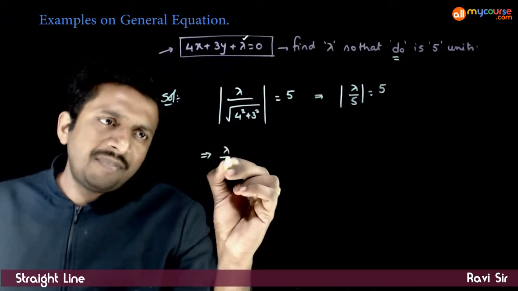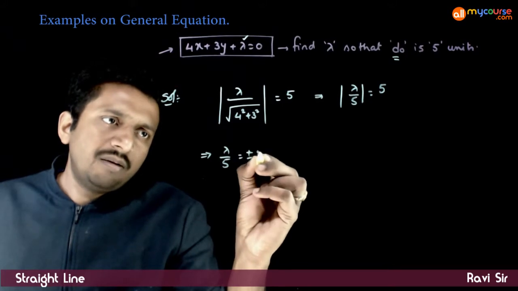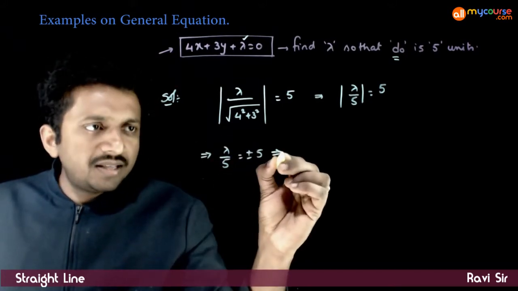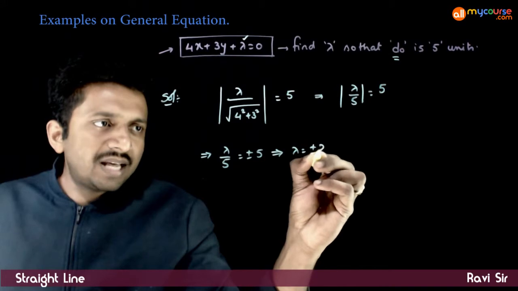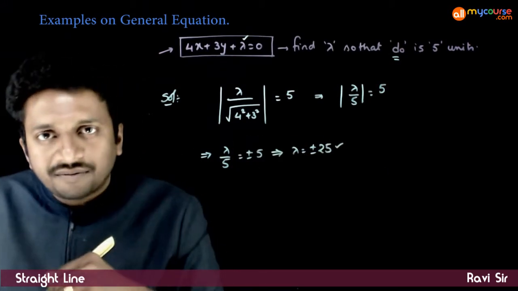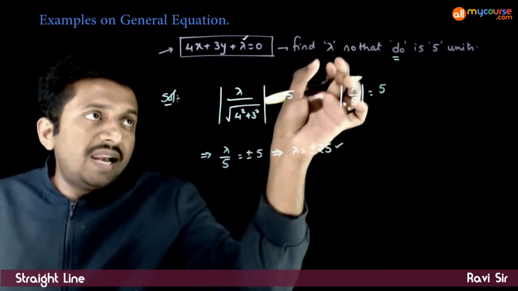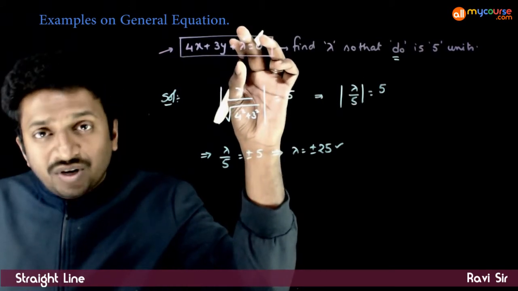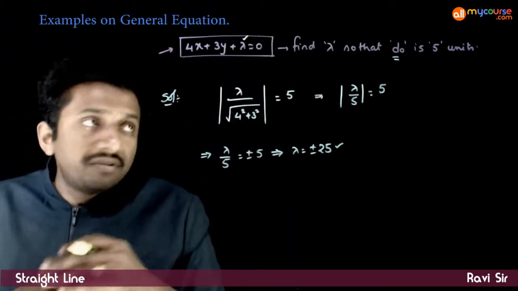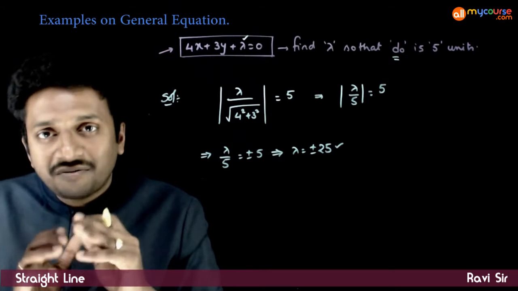This implies λ by 5 is equal to plus or minus 5, and this implies λ is equal to plus or minus 25. So λ can be either +25 or -25, so that the distance from the origin is 5 units.